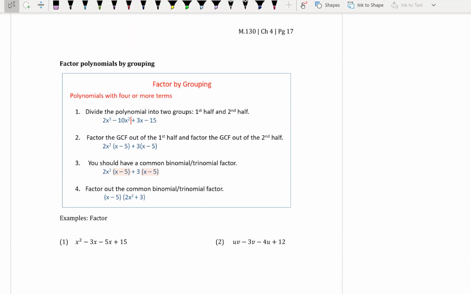Now, we're going to factor polynomials by grouping. Here is your step-by-step direction. Step 1, divide the polynomial into two groups, the first half and the second half. Step 2, find the GCF of the first half and factor the GCF of the second half. Step 3, we should have a common factor. Step 4, factor out that common factor. We're going to use these steps as we work out the following problems.